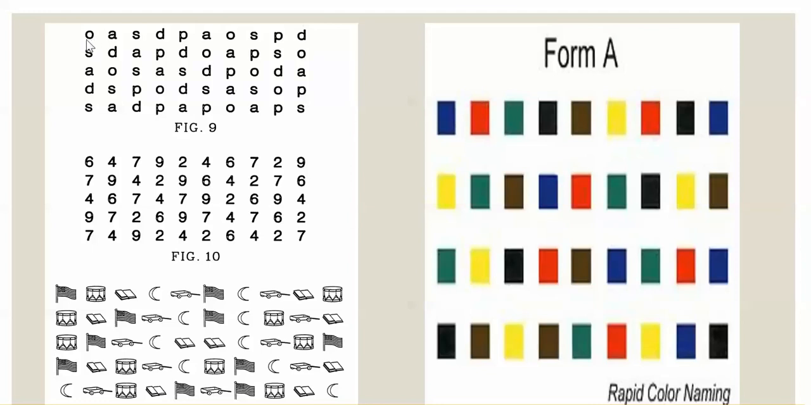Having the child start here and naming all the letters in a row, O, A, S, D, P, A, O, S, P, D, naming all the numbers, 6, 4, 7, 9, 2, 4, 6, 7, 2, 9, naming objects, flag, drum, book, moon, wagon, flag, moon, wagon, book, drum, naming colors, blue, red, green, black, brown, yellow, red, black, blue, sorry. So you'll see that this is a way to measure that phonological retrieval, if they're able to quickly name objects, letters, numbers, colors.